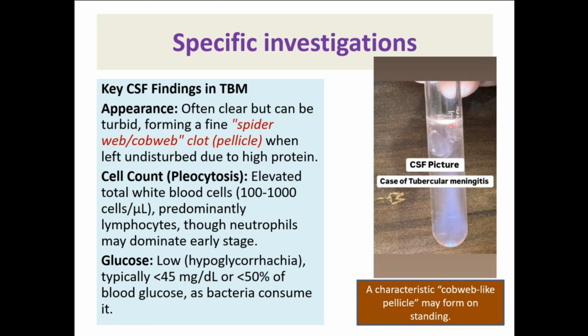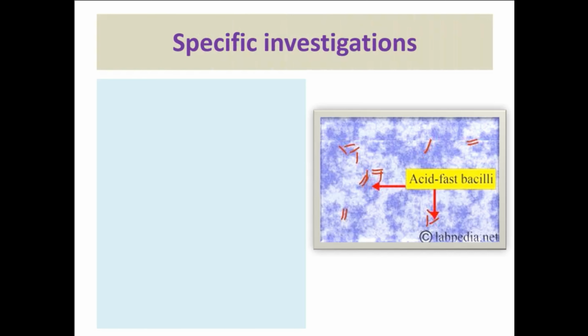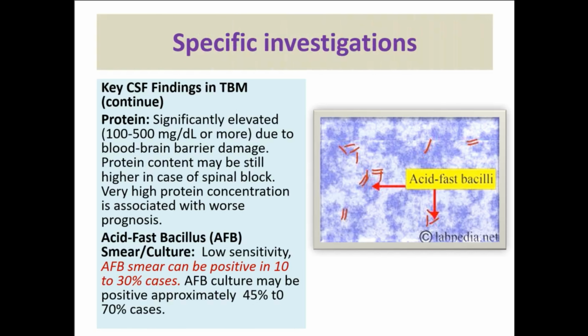in the early stage. Glucose, low, hypoglycemia, typically below 45 mg/dL or 50% of blood glucose, as bacteria consume it. Specific investigations. Key CSF findings in TBM continue. Protein, significantly elevated, 100 to 500 mg/dL or more due to blood-brain barrier damage. Protein content may be still higher in case of spinal block. Very high protein concentration is associated with worse prognosis.